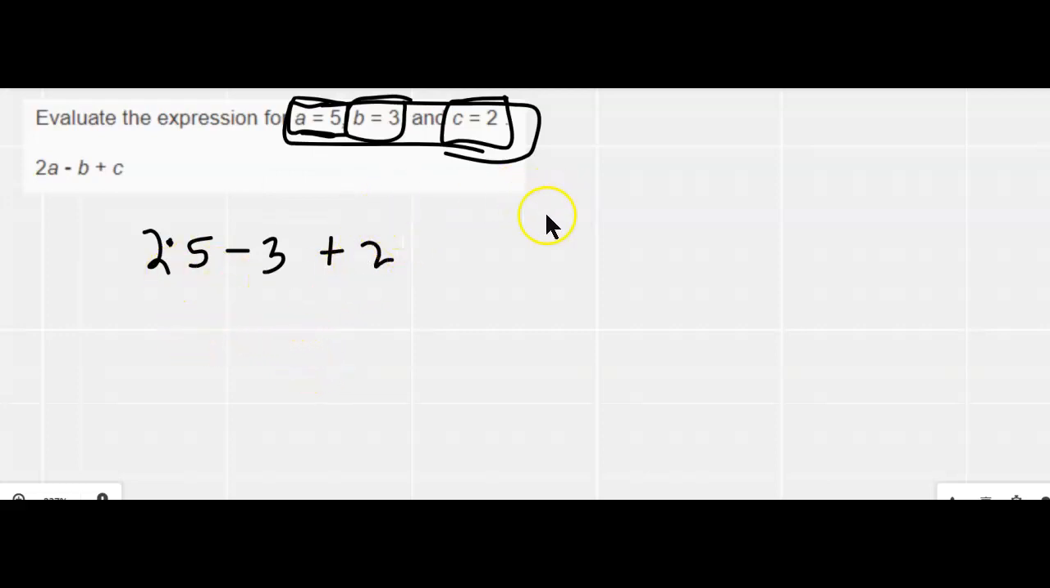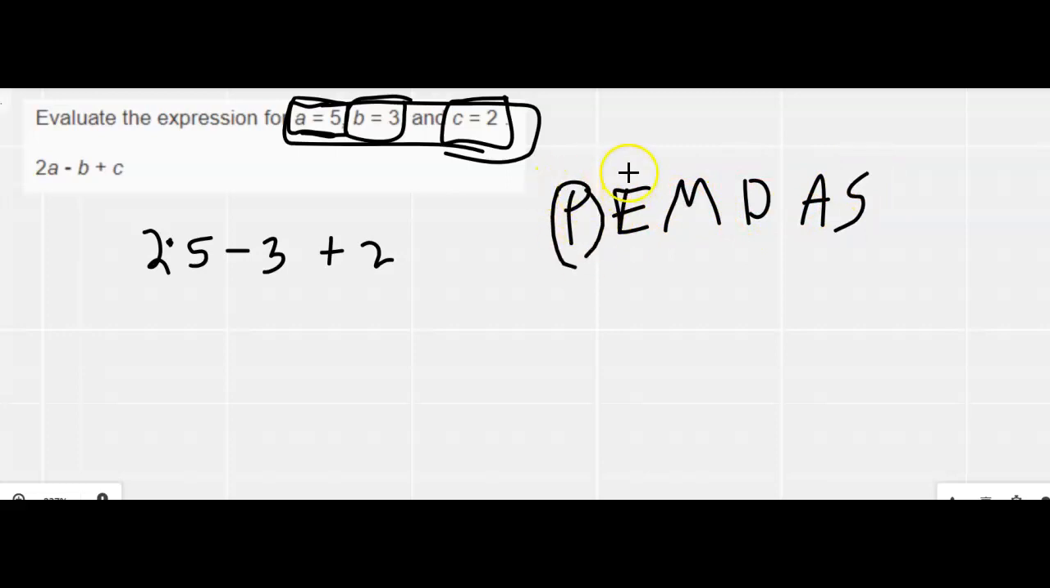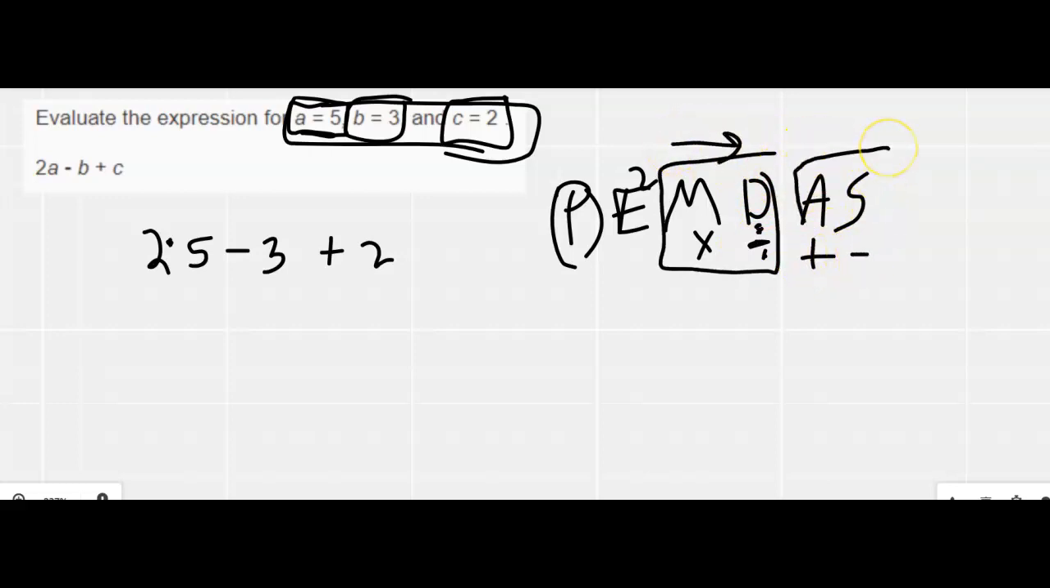So PEMDAS, this is going to be critical. If you don't pay very close attention to here, you're going to make a very common yet critical mistake. Please excuse my dear Aunt Sally. Parentheses, exponents. Multiply and divide, but not necessarily in that order, going from left to right. Add and subtract, but not necessarily in that order, going from left to right. And you'll see what I mean here in just a moment.